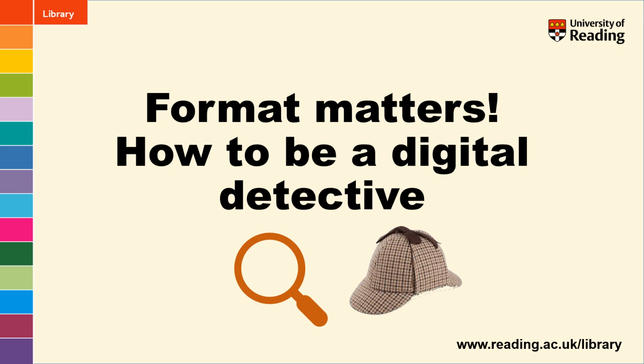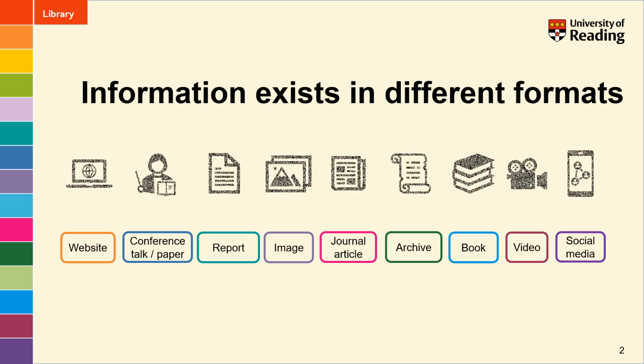Welcome to this video from the University of Reading Library on how you can be a digital detective and recognise the format of items you find online. Information is published in many different formats. An internet search can retrieve books, journal articles, films, news articles, conference papers and digitised manuscripts. But just because you found them online, that doesn't mean you should cite them all as if they were a website.